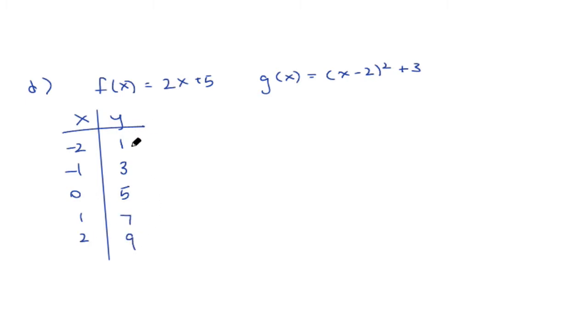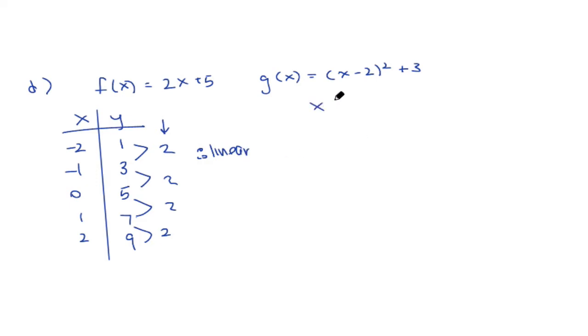So let's look for our first differences. 3 minus 1 is 2, 5 minus 3, 7 minus 5, and 9 minus 7. So as you can see, these first differences are the same, so therefore it is linear.